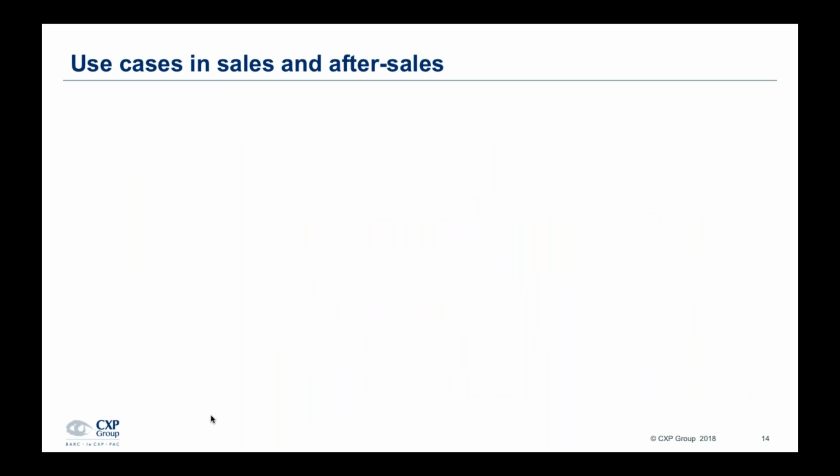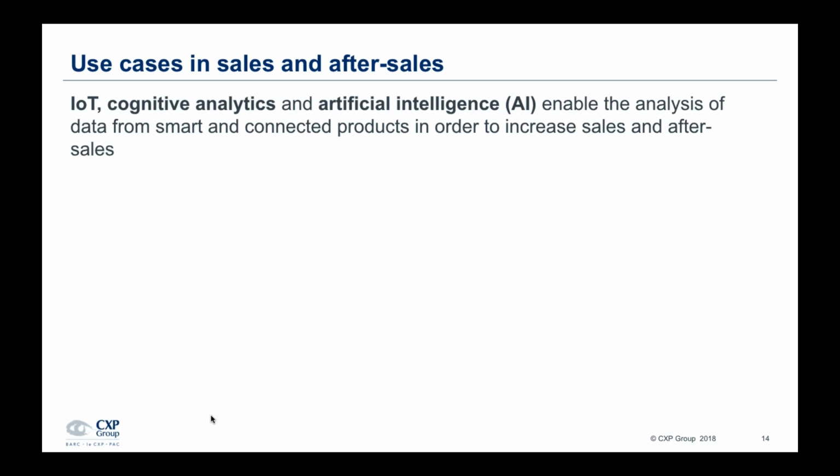And now let's look into how new technologies can support sales and after-sales processes. So first of all, IoT, cognitive analytics, and artificial intelligence enable the analysis of data from smart and connected products in order to increase sales and after sales. This is because if you know how a product is behaving in operations, meaning while the customer is using your product, you can offer add-on products or services if your product is equipped with sensors and if your customer actually has agreed that the product delivers operating data to the OEM, to you basically.